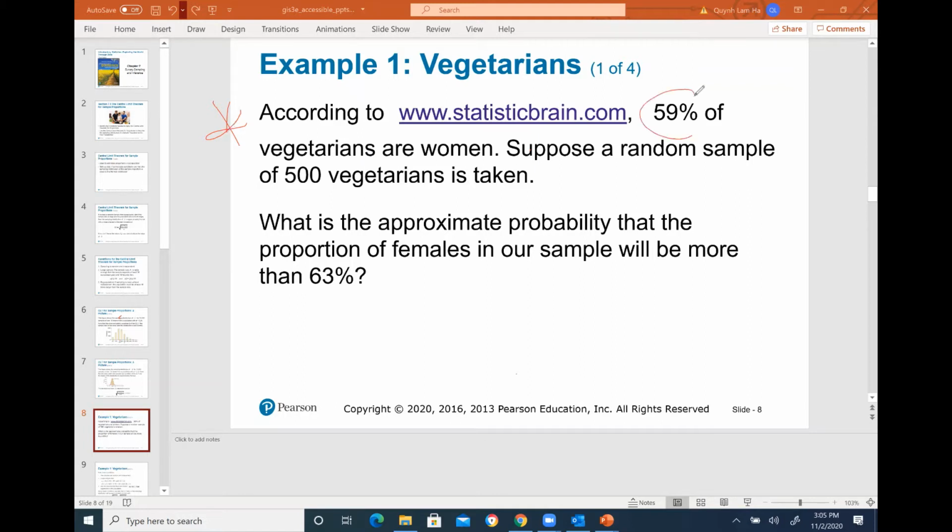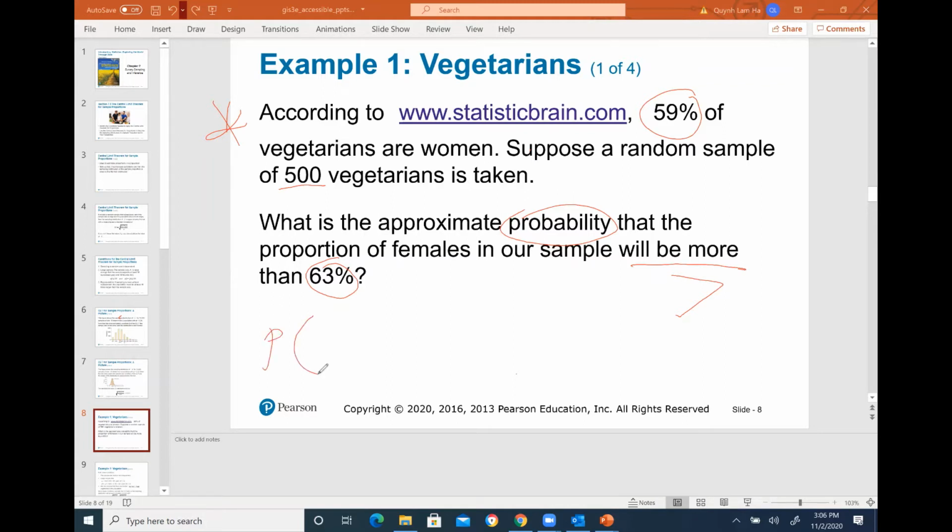They gave us the statistics, right? Suppose a random sample of 500 veterans is taken. So this is the sample size, n. What is the approximate probability? So now we have to find the probability that the proportion of the females in our sample will be more, this is the keyword, will be more than 63%. Okay, so will be more than 63%. This is the value that we have to compute the probability for.